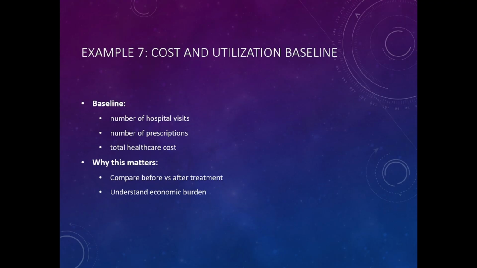This helps us to understand the economic burden of a disease. After taking drug A, the economic burden was, let's say, 1000, and after taking drug B, the expense reduced to 800. So we can differentiate that. And again, baseline data is important here.